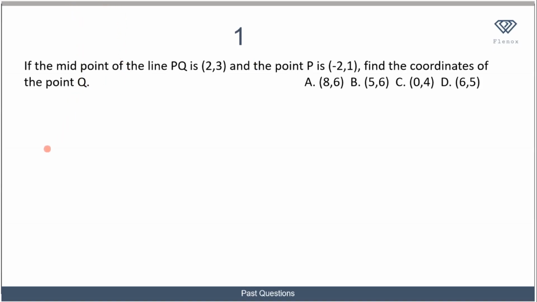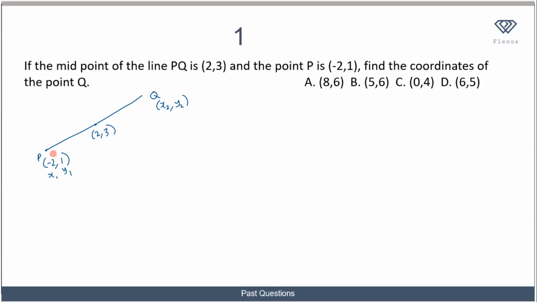So the first thing I want to do is sketch out the problem. So you have a line PQ. I am given the coordinates of point P as (-2, 1) and the coordinates of the midpoint as (2, 3). You are now told to find the coordinates of this point. So let me call the coordinates of this point x2 and y2, and the coordinates of this point here x1 and y1.